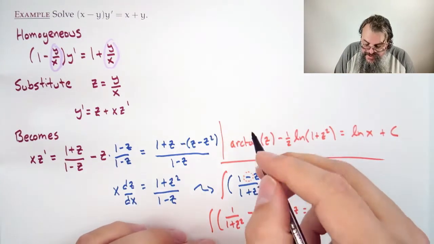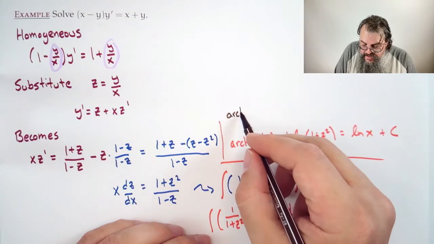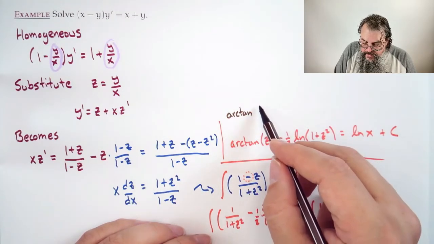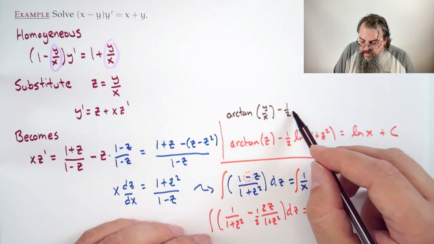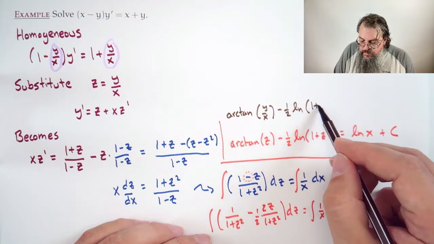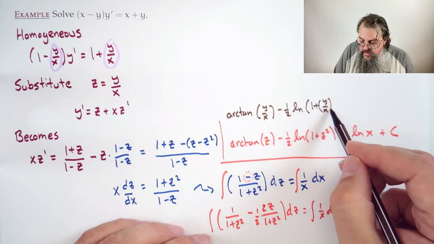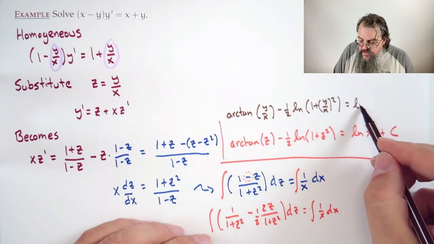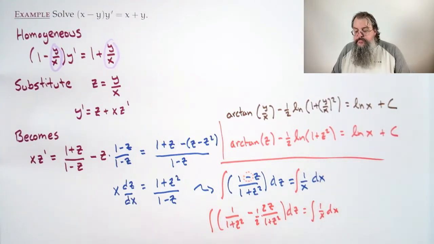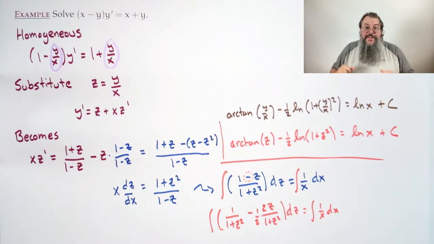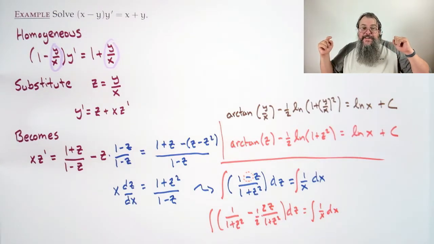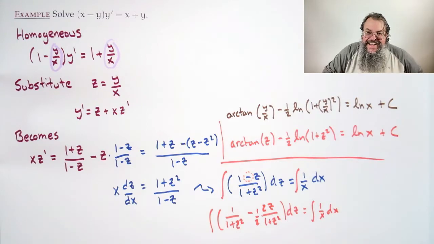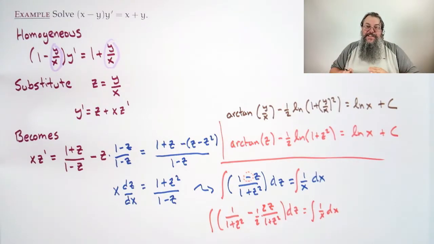We have no choice. So we get arctangent of y over x, minus 1/2 natural log of 1 plus (y over x) squared, is equal to natural log of x plus c. Now, could you leave your answer like this? Yes. Would you get the credit? Yes. Am I being mysterious because something cool is about to happen? Yes. So this is fine if you left it here.